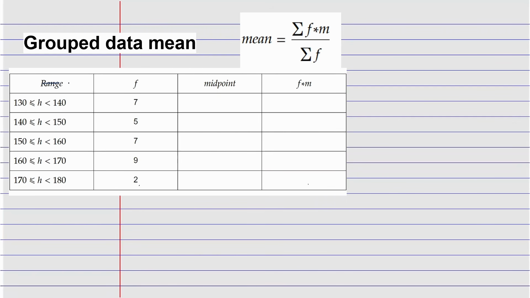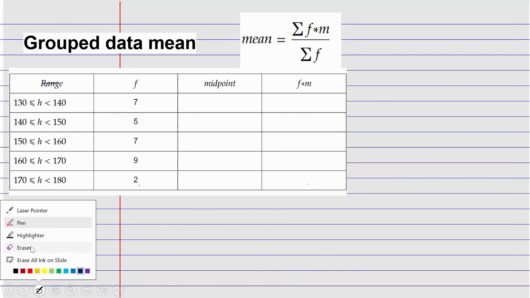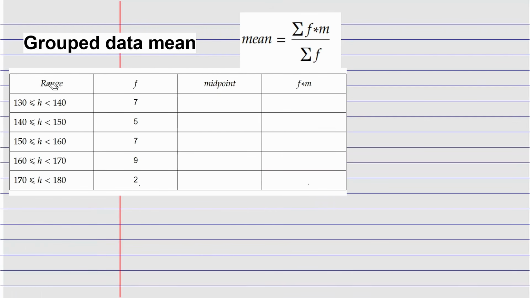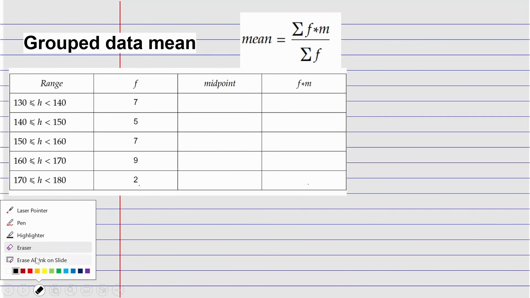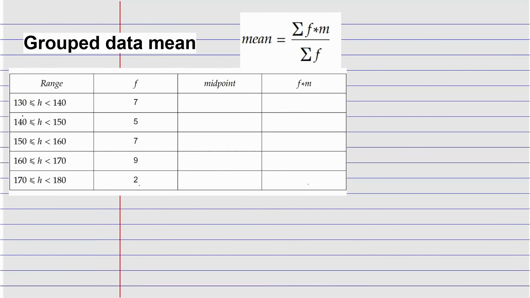So this is the range. It can be called anything, the interval, they can call it anything, to be honest. If you're given something in this form and they want you to calculate the mean, just know that you're using grouped data to determine the mean. So first, you need to find the midpoint. How do you find the midpoint? It's basically adding the first 2 terms and dividing them by 2.